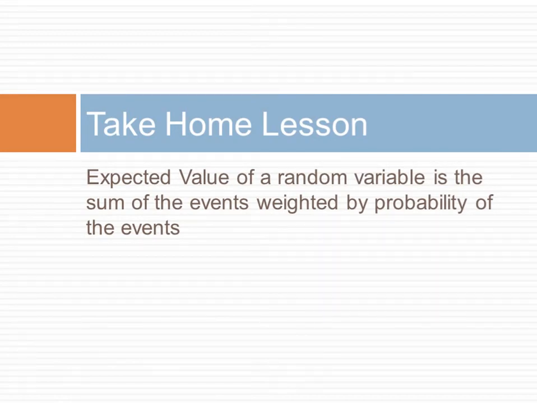The take-home lesson for this lesson is that the expected value of a random variable is the sum of the events weighted by the probability of the events.